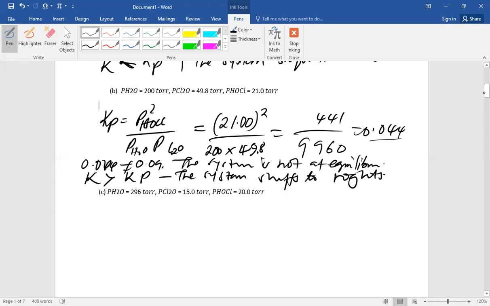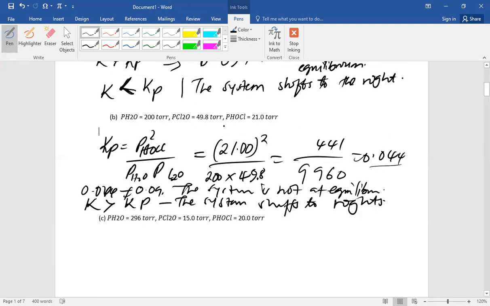I would like you to do the next one. The reason we were just using torr here is that all of these are given in torr. There's nothing in atm, that is atmospheres. So you just have to use the same unit for every case. If that's what they have given, then you go on with the same.